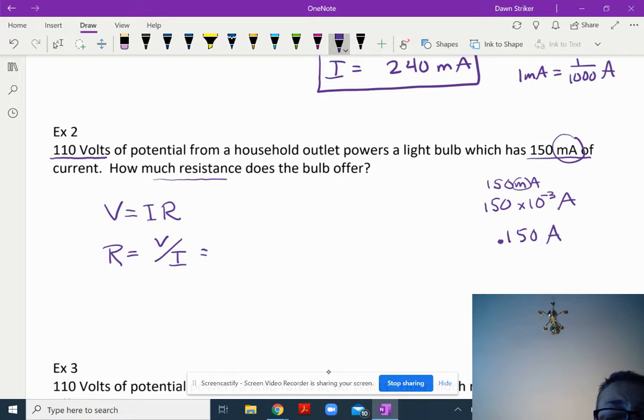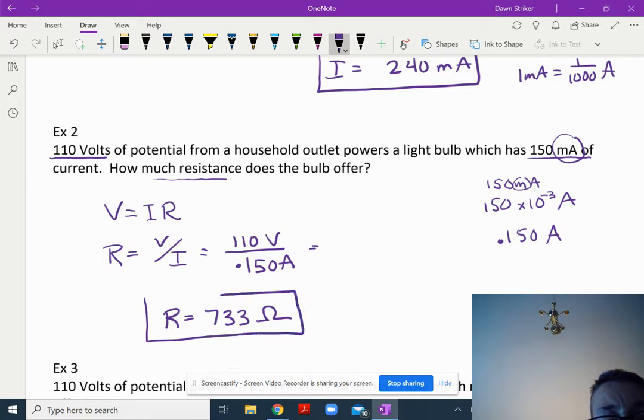So the resistance, 110 volts divided by 0.150 amps. Take out your calculator. And I get about 733 ohms of resistance in that light bulb. All right.